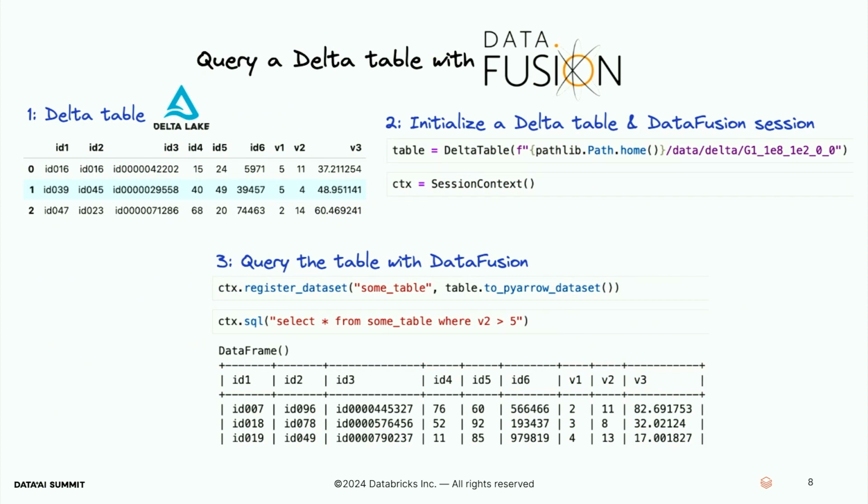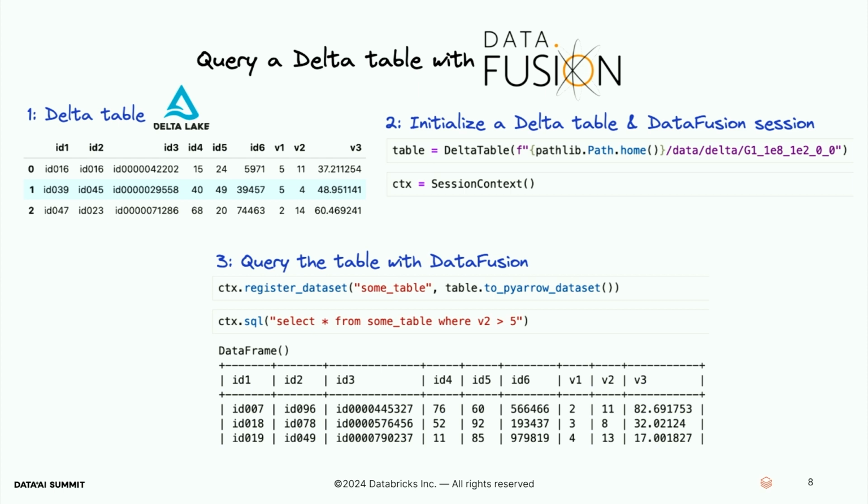Cool. All right. Now let's look at a completely different feature, which is reading a delta table with the DataFusion query engine. So suppose we have that delta table in section 1, and this delta table contains 9 columns of data. And then in section 2, we are going to instantiate that delta table object and also instantiate a DataFusion session. DataFusion, by the way, is a very powerful query engine for single node analyses.